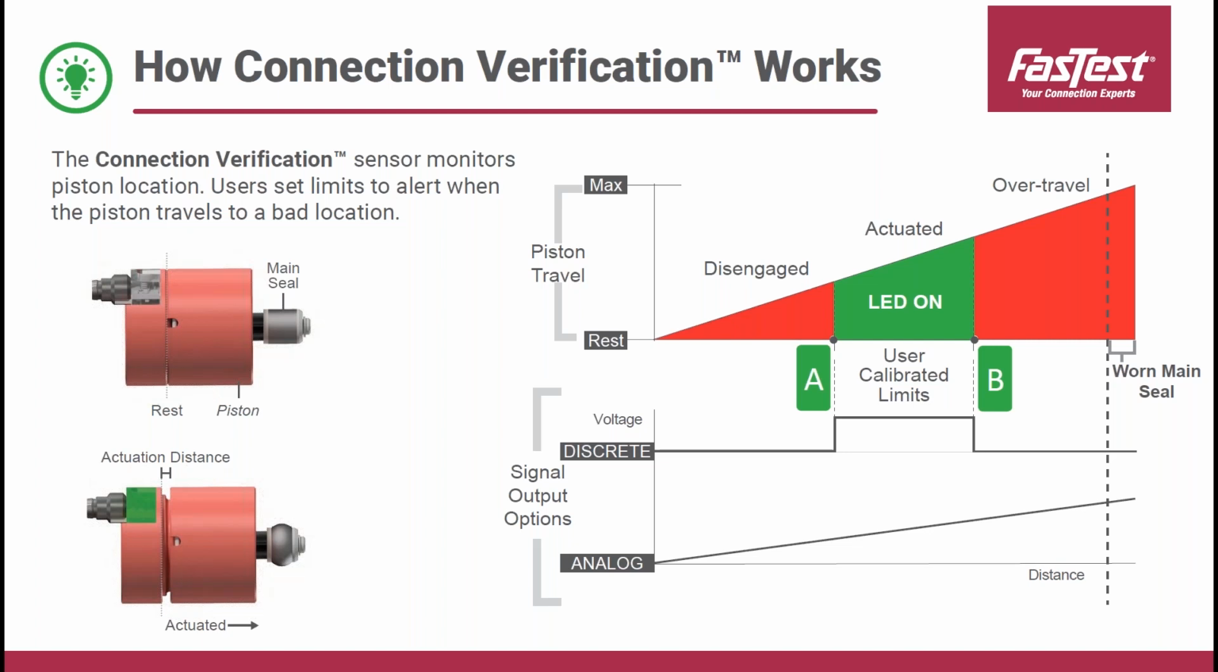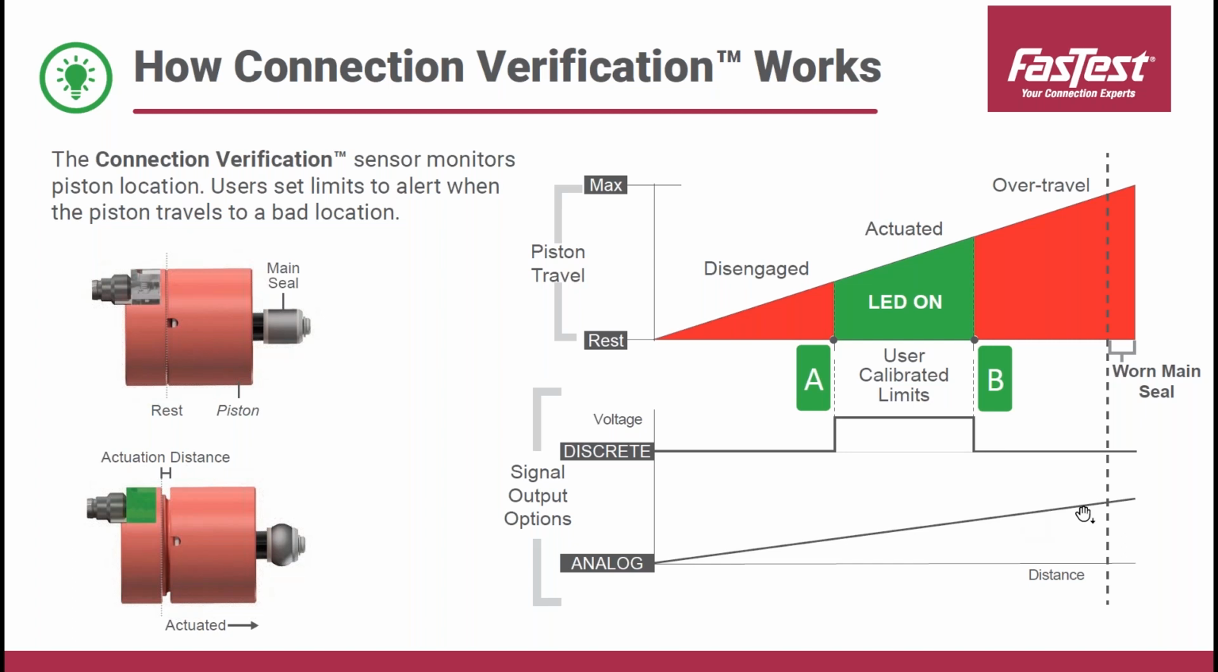That allows us to calibrate limits to store what is a good connection. If you actuate the device and they fall outside of those limits, you don't get the proper response. And below we can see the discrete signal output, which is a simple on-off. And the analog actually mimics what the travel is doing. It gives you a higher voltage as the piston moves forward.